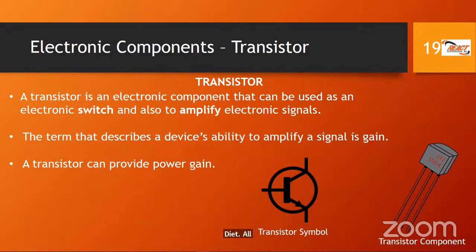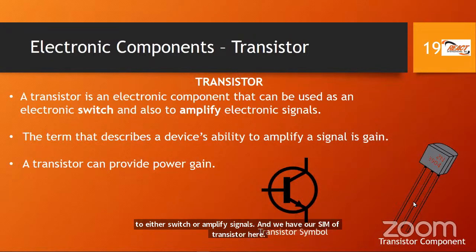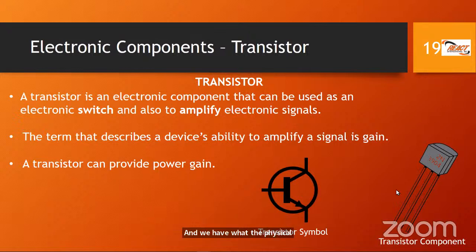All right, so let's remind ourselves of another semiconductor-based component, and that's the transistor. We covered this in the technician class, so this should be a refresher for most of us. So what is a transistor? Well, it is an electronic component, and it can be used to either switch or amplify signals. We have the symbol of a transistor here, and what the physical component might look like on a circuit board if it's a discrete or individual component.